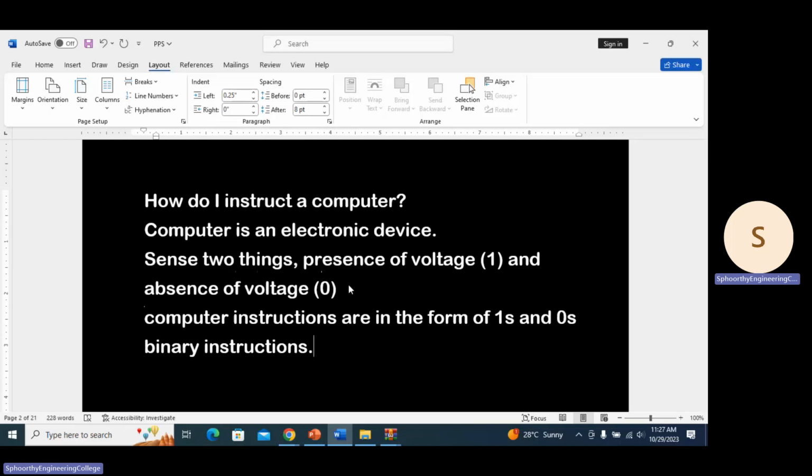So the language which a computer can understand is the language of ones and zeros. That's the reason the language understood by the computer is called binary language, because it contains binary instructions only.